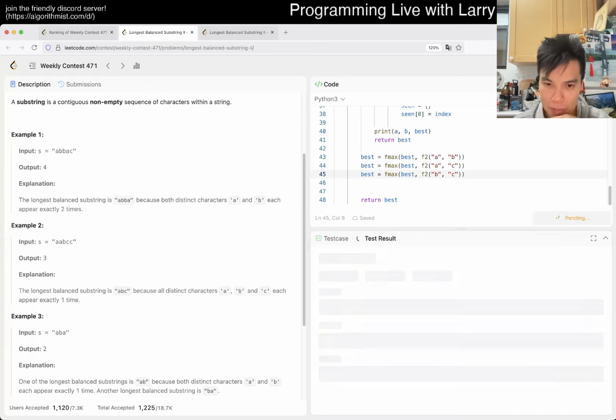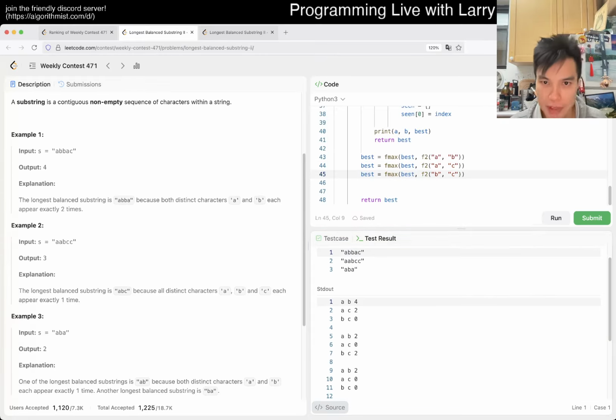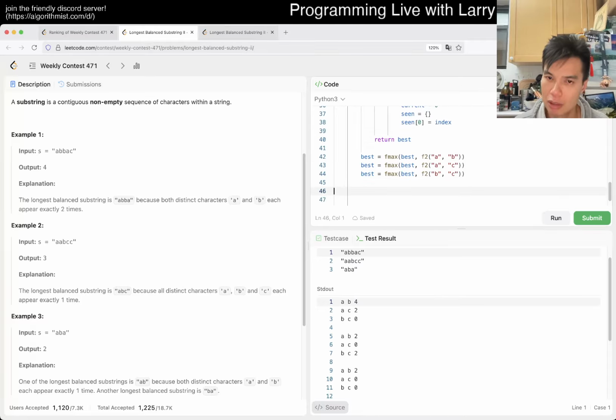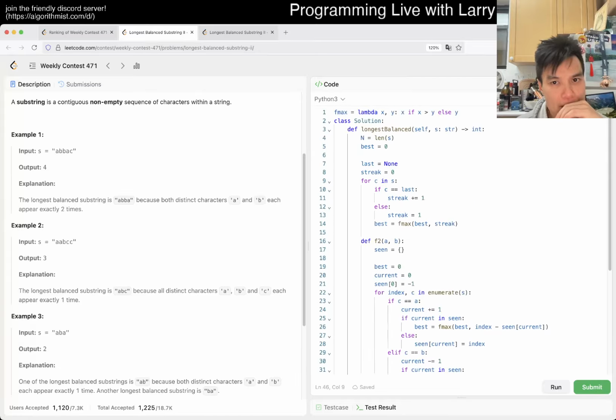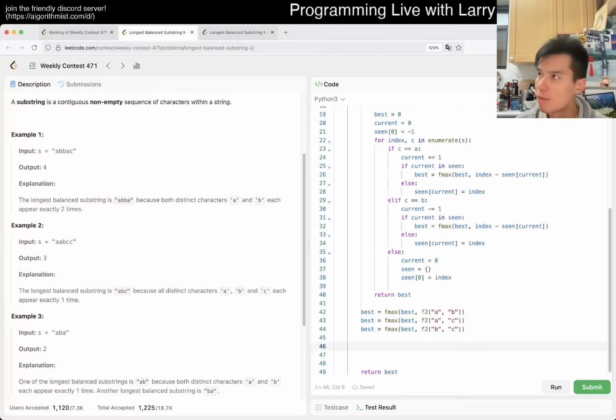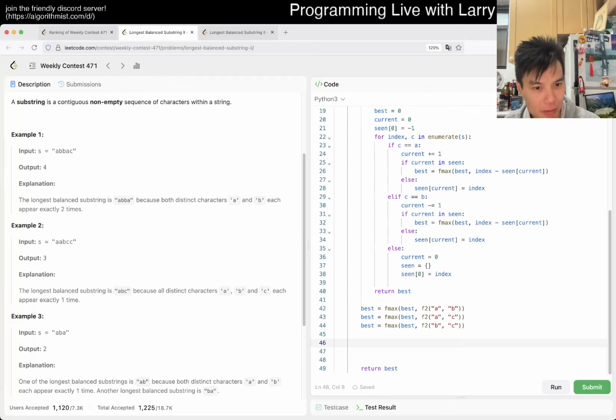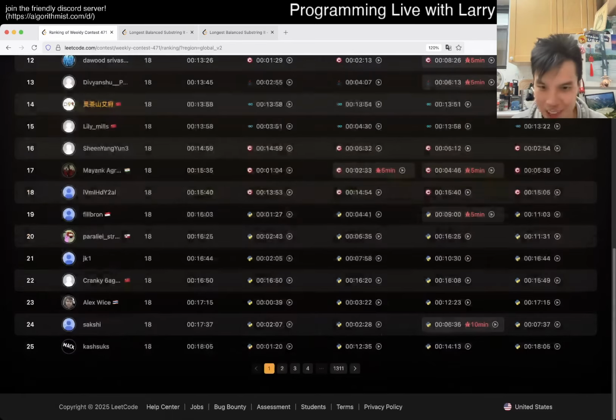So I think we got this part right, but then now we have to do ABC. How do we do A, B, and C? People got it very fast. I guess people even solve it generally, maybe. I don't know.